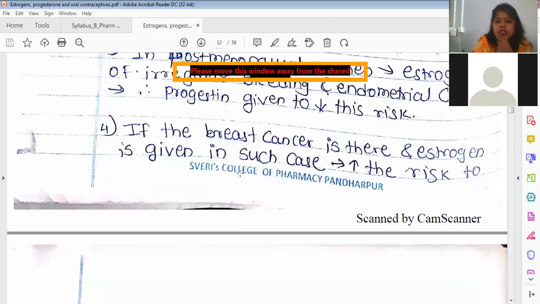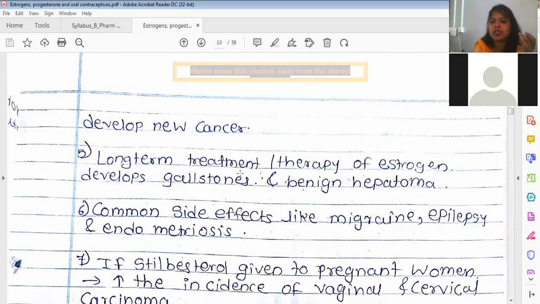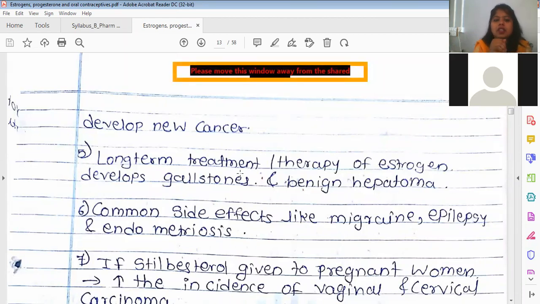We give the estrogen in case of breast cancer, it increases the chance to develop the new cancer, but it needs to be given because as such it is a hormone. म्हणजे कंडिशन अशी असते की ती कंडिशन ट्रीट करण्यासाठी आपल्याला इस्ट्रोजन द्यावंच लागतं, पण इस्ट्रोजन दिल्यामुळं त्या कंडिशनची सिव्हिअरिटी स्लाइटली इन्क्रीज होते. There is a chance of development of the new cancer.